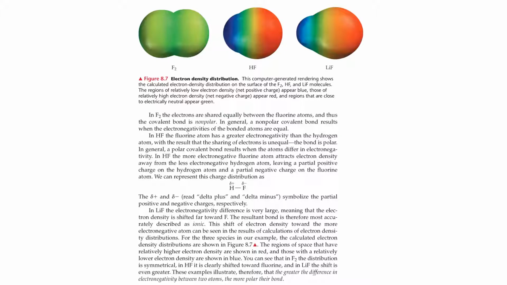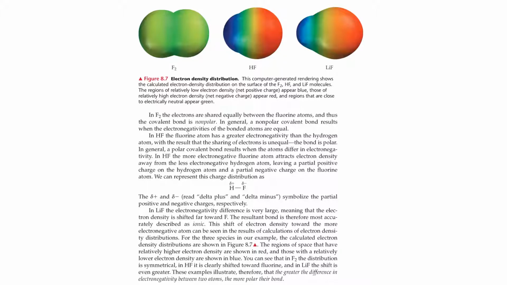In lithium fluoride, the electronegativity difference is very large, meaning that the electron density is shifted far towards fluorine. The resultant bond is therefore more accurately described as ionic. This shift in electron density towards the more electronegative atom can be seen in the results of calculations of electron density distributions, as shown in Figure 8.7.